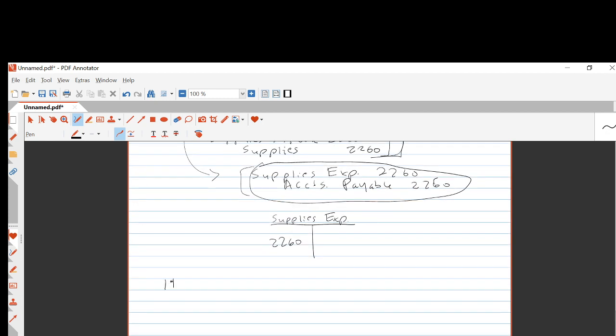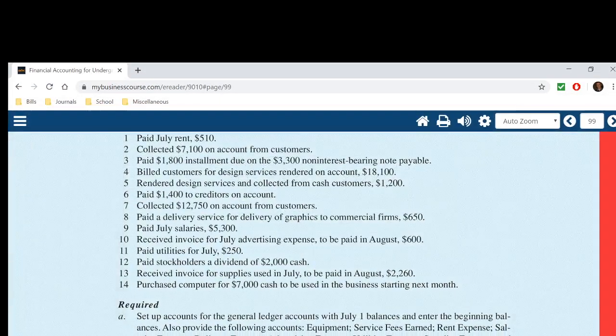And then finally, let's do 14. Purchased computers for $7,000 cash to be used in the business starting next month. This is an easy one. Two assets involved are computer and cash, or the two accounts involved, computer and cash. But usually, computer is just part of equipment. So we'll just call it equipment and cash.